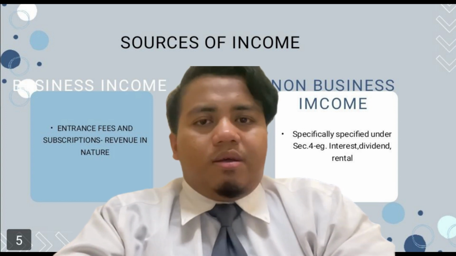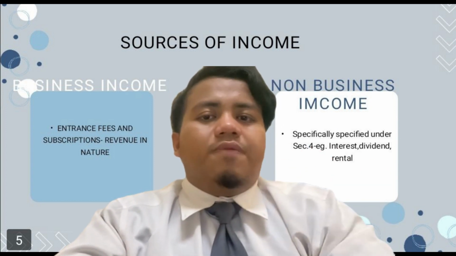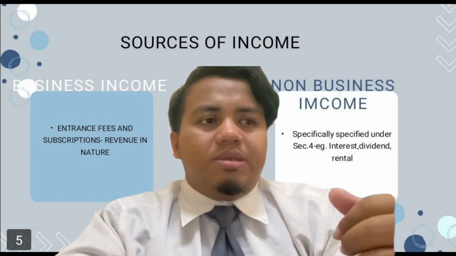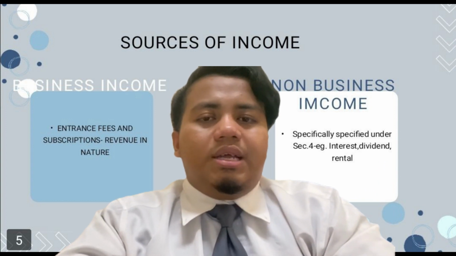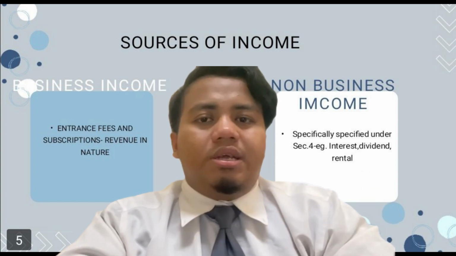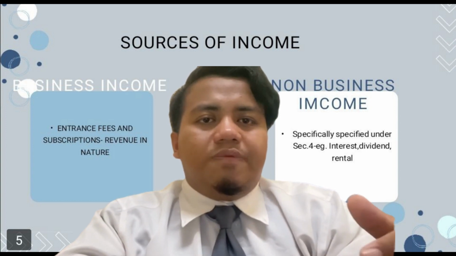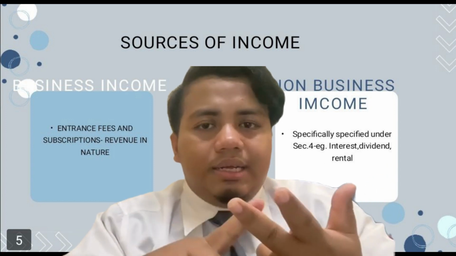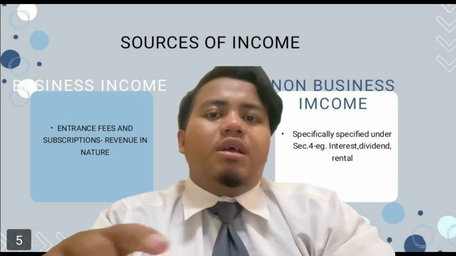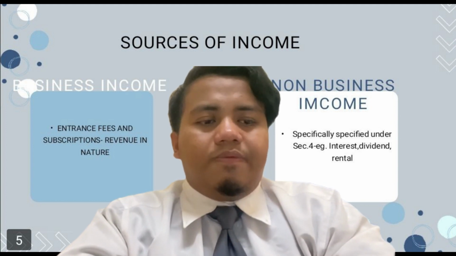First, there are two types of sources of income, which are business income and non-business income. For example, business income is entry fees and subscriptions, and revenue in nature. Non-business income is specified under Section 4, for example, interest, rental, and dividend. That's all for the question on sources of income.